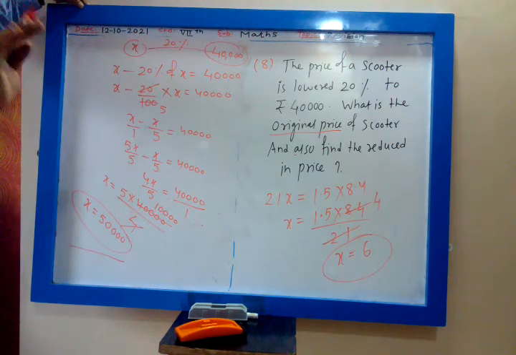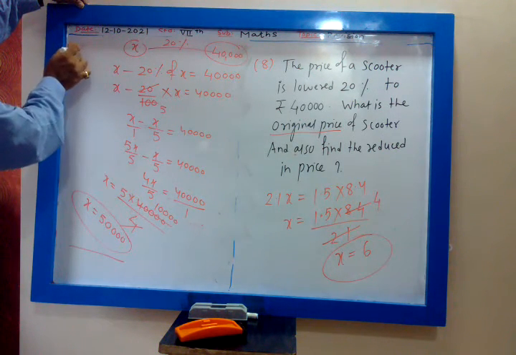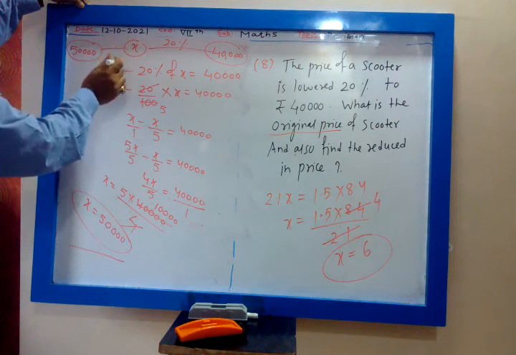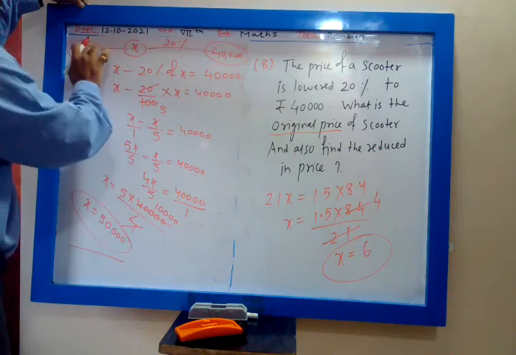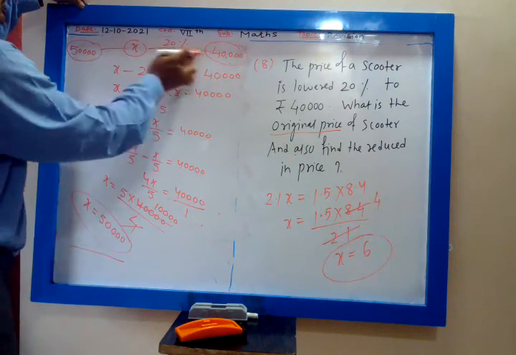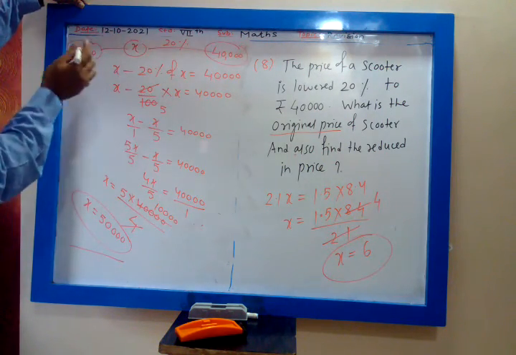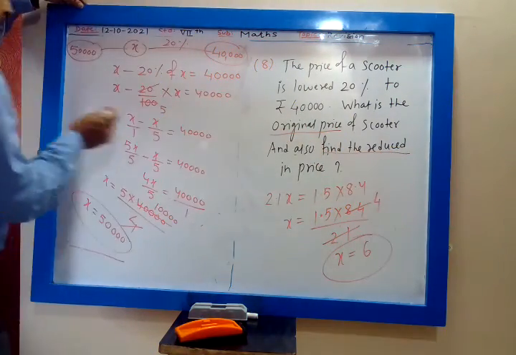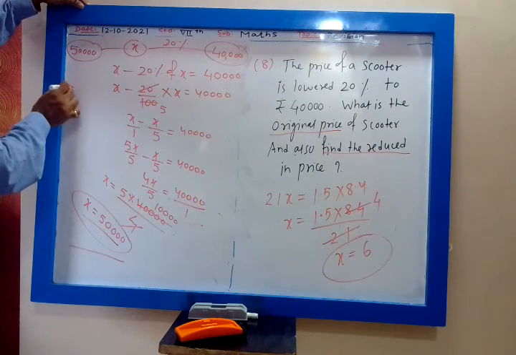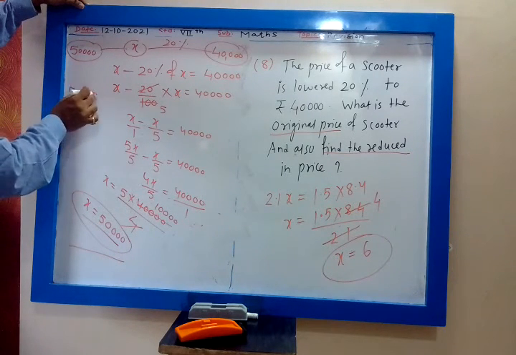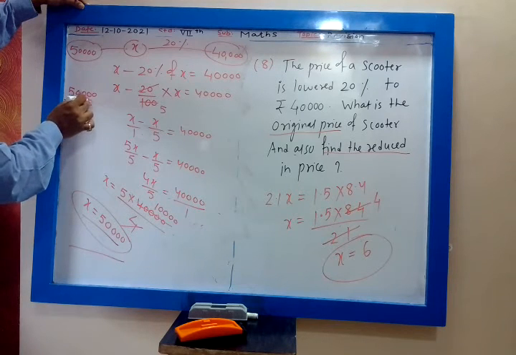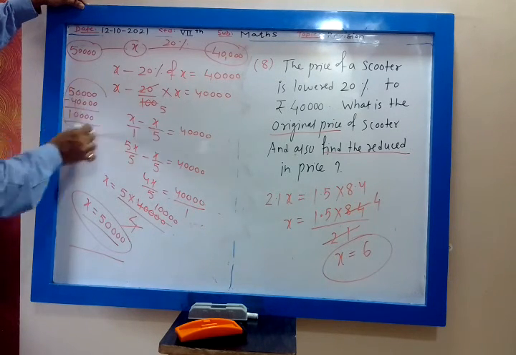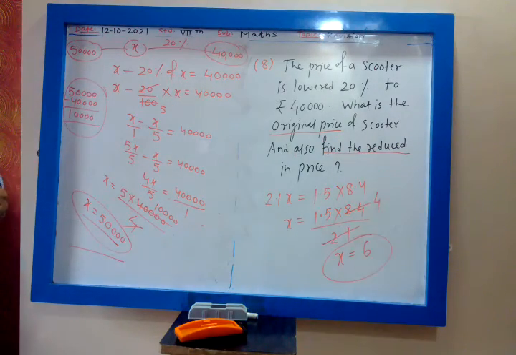No, my dear. Original price is 50,000 and it becomes 40,000. So how much is reduction? 50,000 becomes 40,000. How much is reduced? 10,000. So reduction in price will be original price 50,000 minus 40,000, that is 10,000. So 10,000 is reduced in price. Okay. Yes, clear?